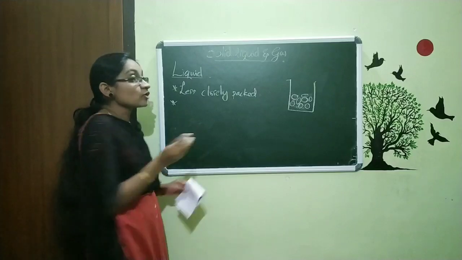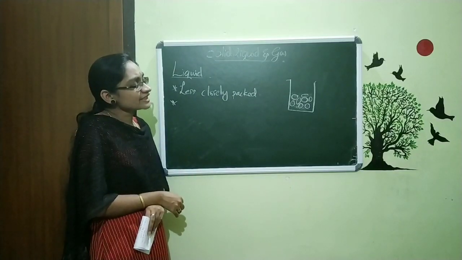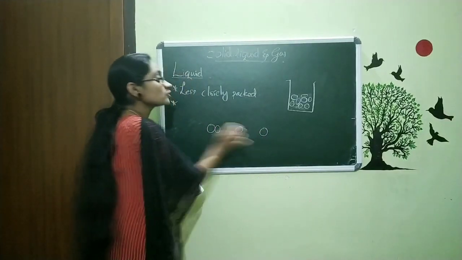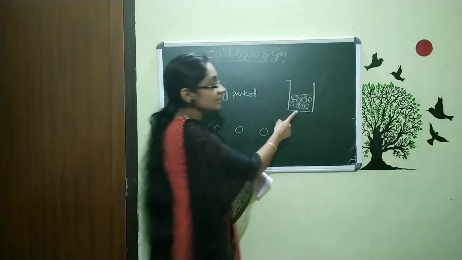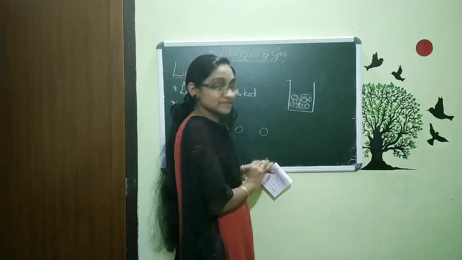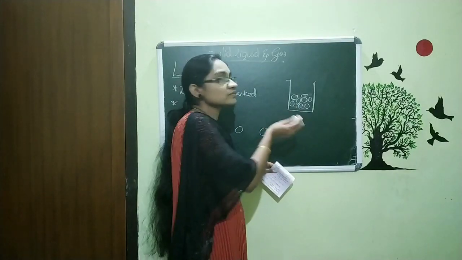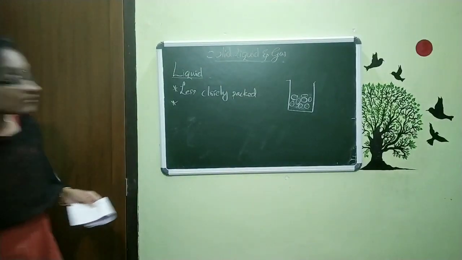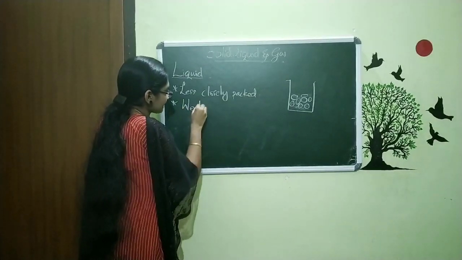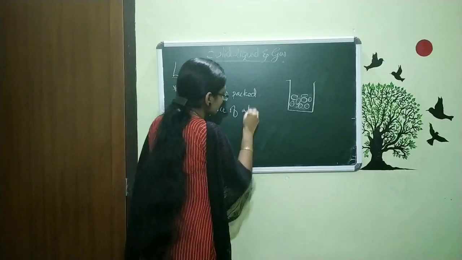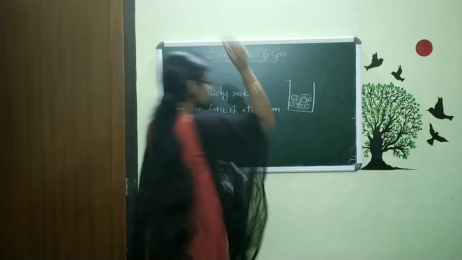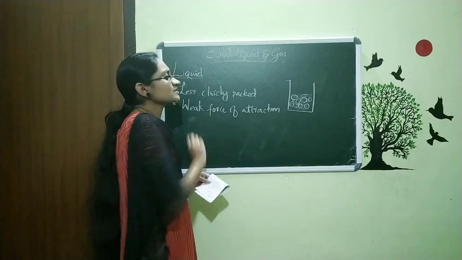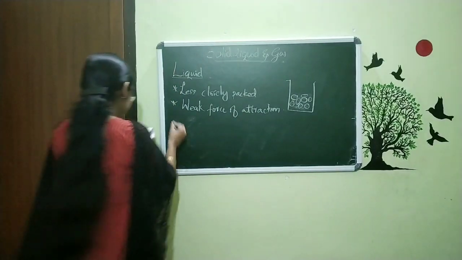The next point is about the force of attraction. What about the force of attraction? In the first class I explained that when the distance between the molecules increases, the force also decreases. So here, compared to solids, the space is there, so the force of attraction is also less. That is the thing. So the next point about liquids is weak force of attraction between these molecules. These molecules are attracted, but still the force is very weak. That is about liquids.